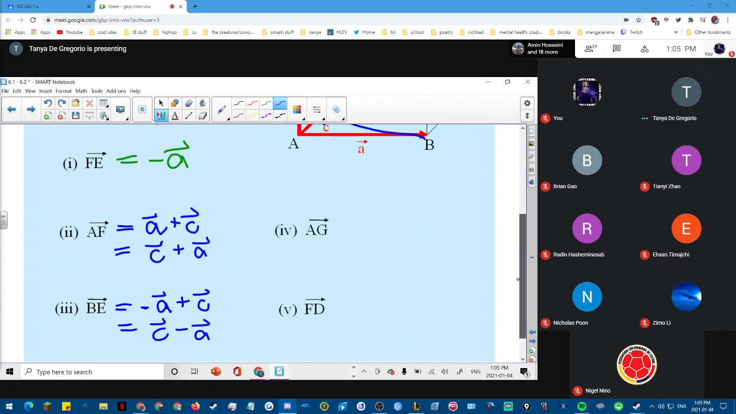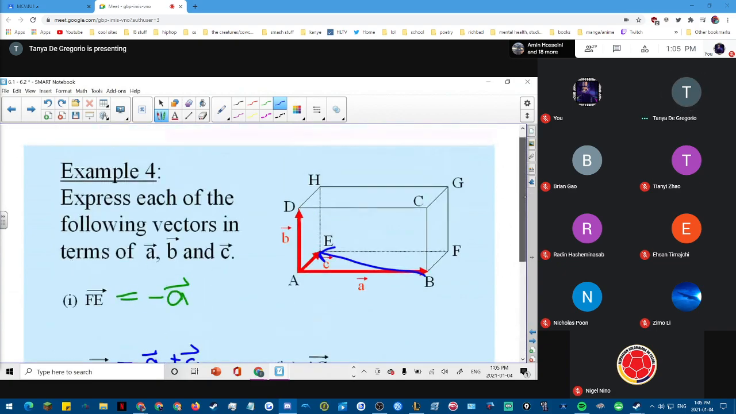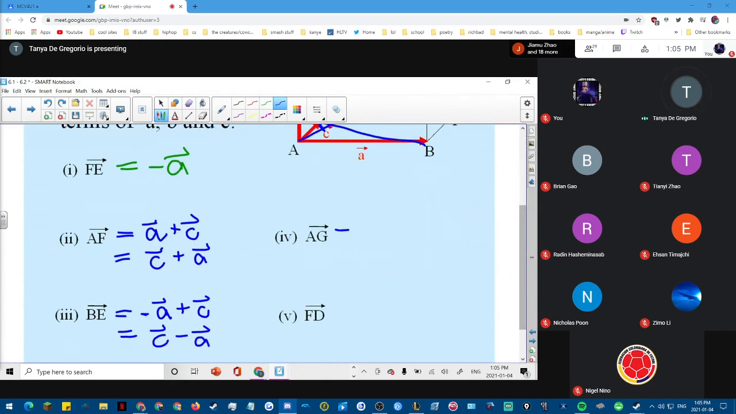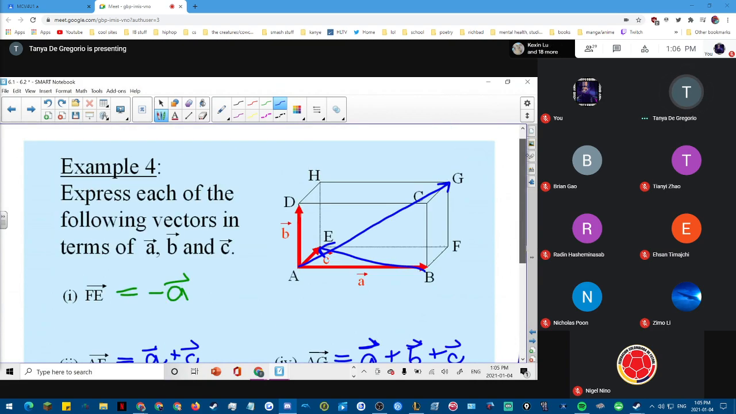Okay. All right, AG. So from A to G, what path are we going to use to get there? What do you guys think? A and B and C. Good. You have to use A, B, and C. So we're going to do A plus B plus C. Very good. And it doesn't matter which way you write this. Again, it's a commutative law, so you can write them in any order.